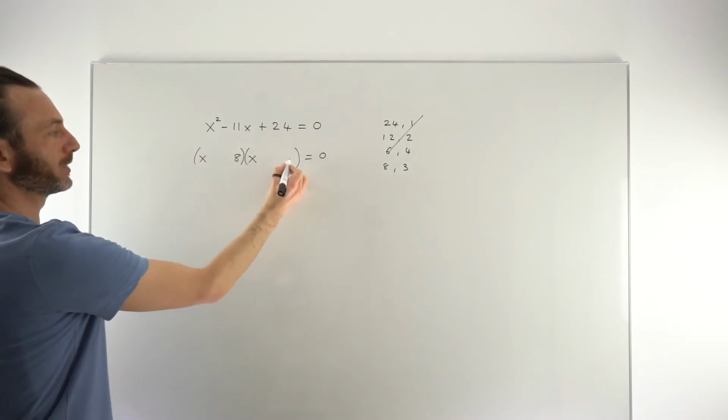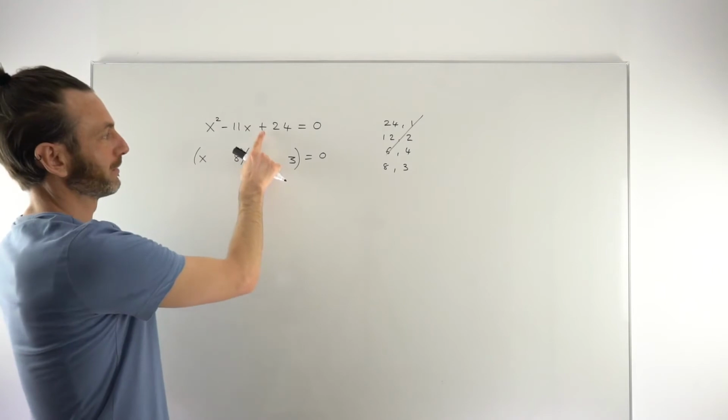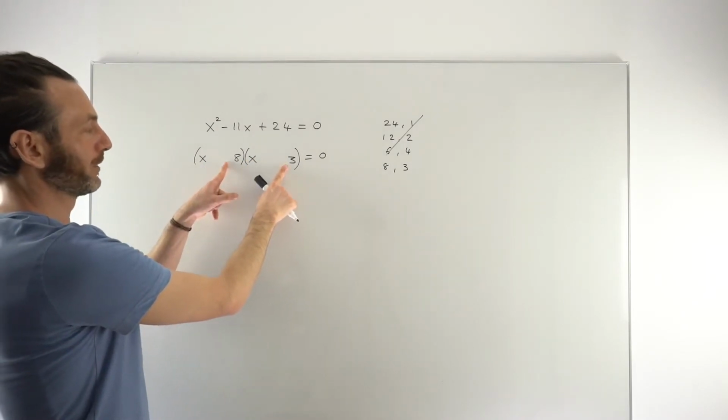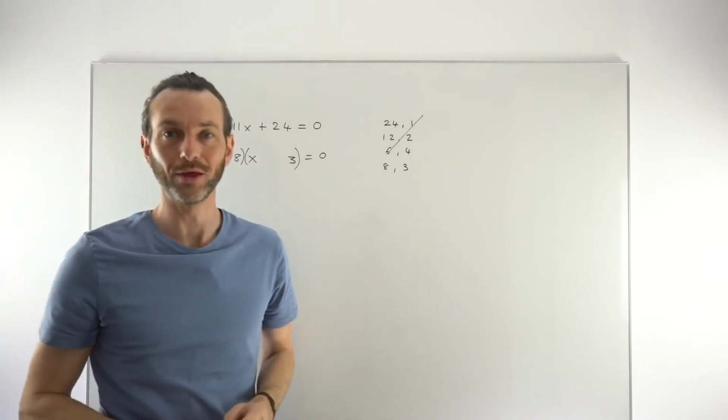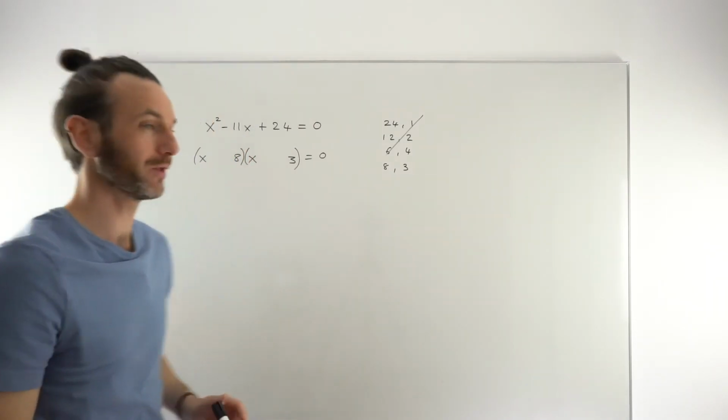Doesn't matter where you put the 8 and the 3, I'm just going to put them like that. Now we need to think about the fact that it's a plus 24. If these are multiplying to make a positive 24, they could either both be positive or both be negative, because two negatives still multiply to make a positive.